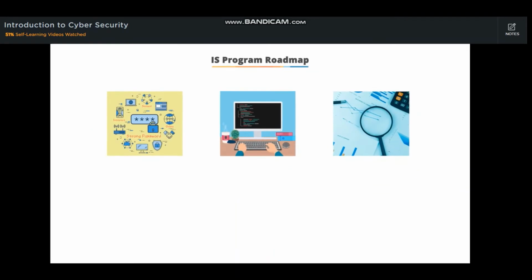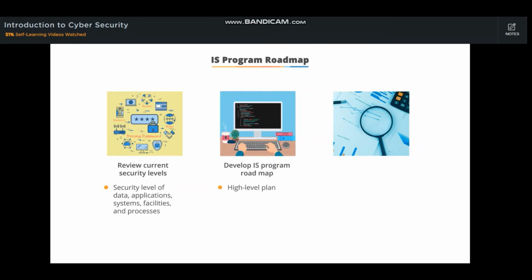The Information Security Program Roadmap reviews your current security levels, otherwise known as your current state. This is the security level of data, applications, systems, facilities, and processes. From there, we develop an information security program roadmap from the current state to achieve where you want to go, the desired state. It's a high-level plan for projects and initiatives, architectural design where it is required, and identifies milestones to achieve key goal indicators, critical success factors, and key performance indicators.